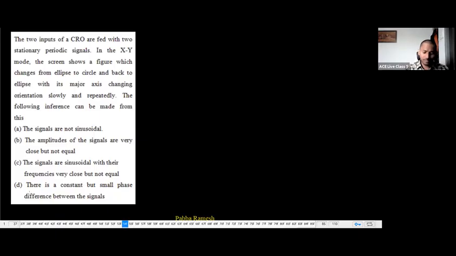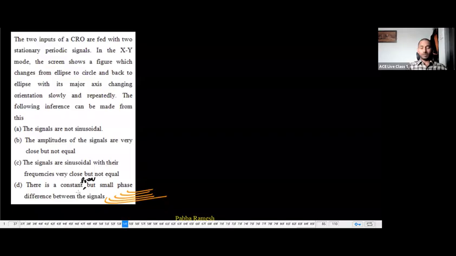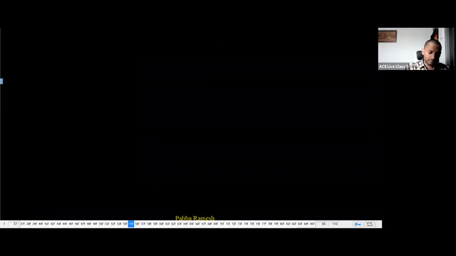Last one. There is a constant frequency, but small phase difference between the signals. Yes, the last one is correct. Actually, the word frequency was missed in the option. There is a constant frequency, but small phase difference between the signals. Definitely, as the phase difference keeps changing, the figure will keep on changing. Clear? Right. Next one.